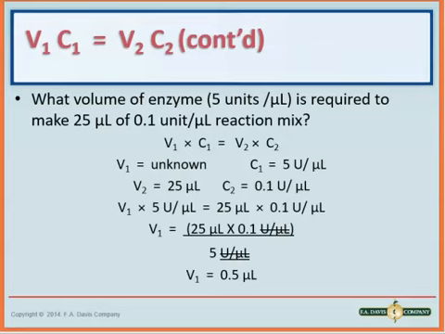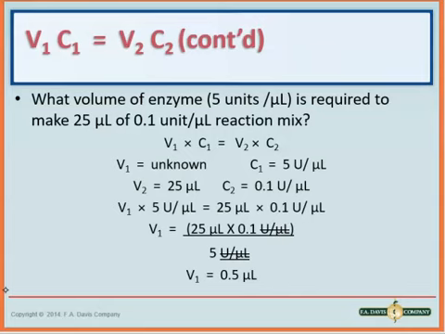What volume of enzyme, 5 units per microliter, is required to make 25 microliters of a 0.1 units per microliter reaction? We have to use what information is given and pull the numbers out that we need to plug into our equation. Now, one of our numbers is going to be an unknown. So I find it easier to go in and underline the information that's given and also to label it.